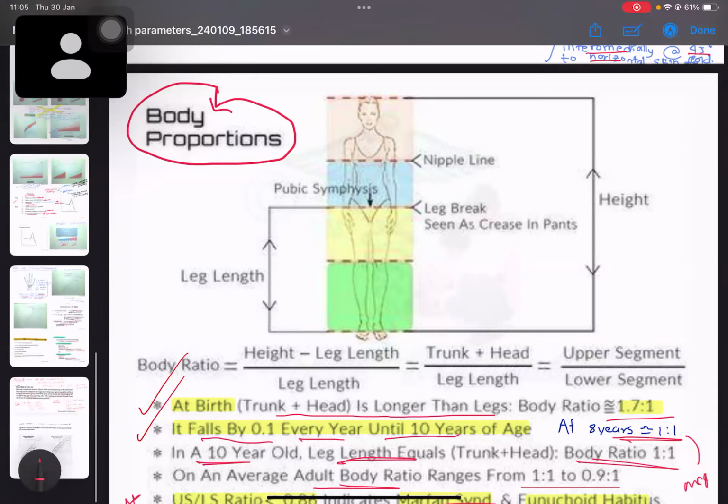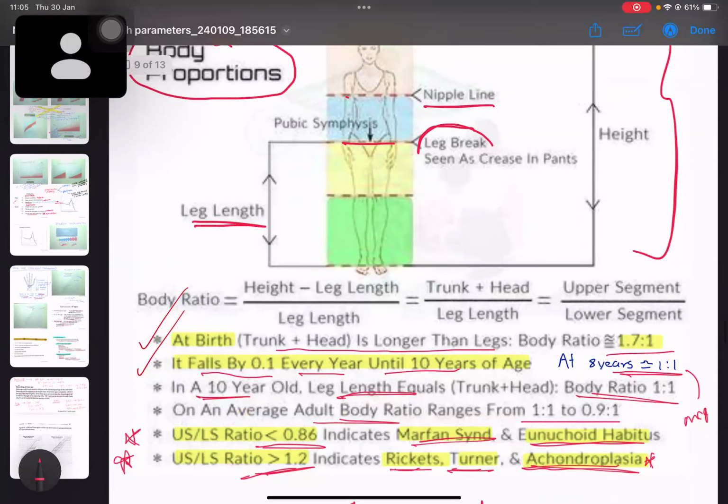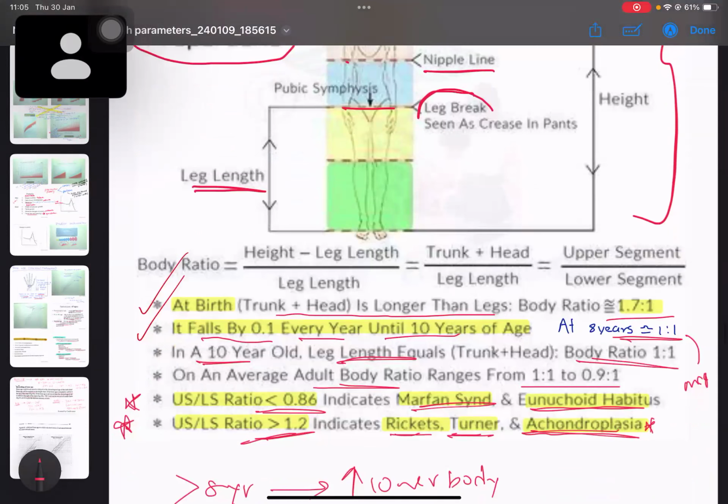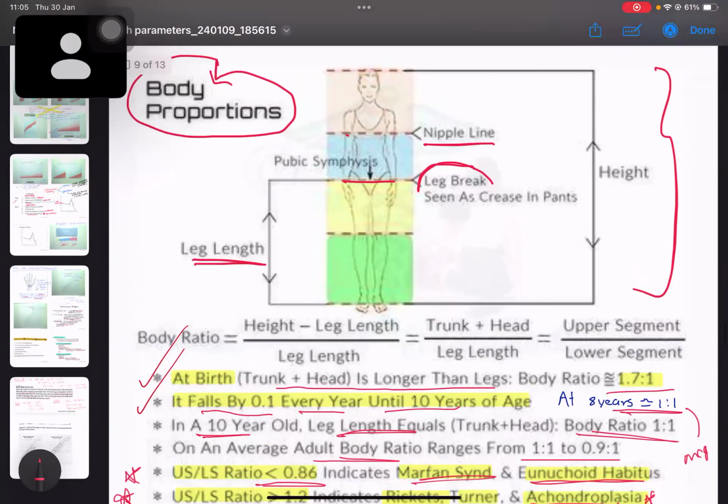And here, the body proportion. This is the complete height of the child. The nipple line, the pubic symphysis, where the leg starts, and this is the leg length. You should know the terms because some of the following slides will be using them.